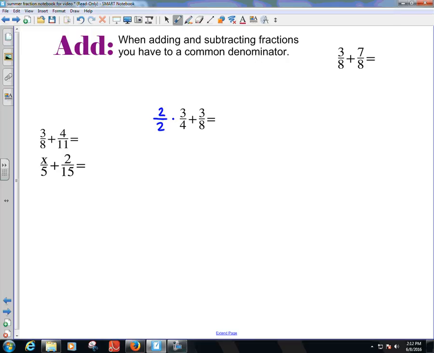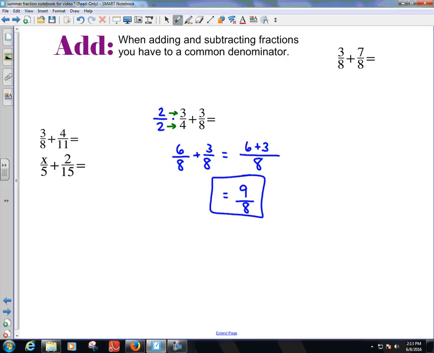Well, when we're dealing with fractions, we multiply straight across the top and we multiply straight across the bottom. So now I'm going to end up with 6 over 8 plus 3 over 8. Now I've got a common denominator, and I'm going to add straight across the top and keep my denominator. So my denominator is now 8, and on top I have 6 plus 3. 6 plus 3 is 9, so my final answer is 9 over 8.